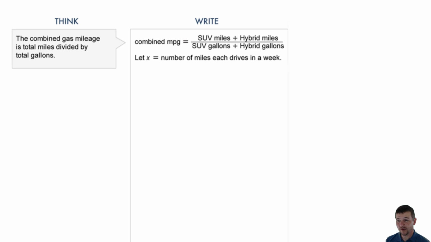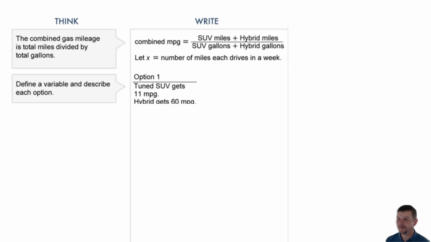We need a variable. We'll define our variable and let x equal the number of miles each drives in a week. Next think, define a variable and describe each option. Now, having described the variable above, we'll move right on to our options. Option 1 leads to a tuned SUV that gets 11 miles per gallon and the hybrid gets 60 miles per gallon. Option 2, the SUV gets 10 miles per gallon and the new hybrid gets 80 miles per gallon.